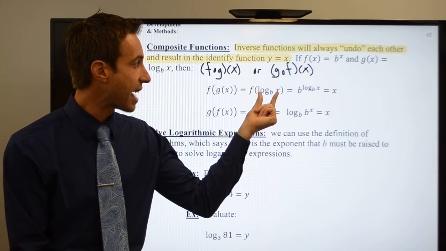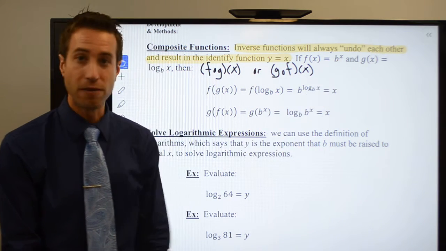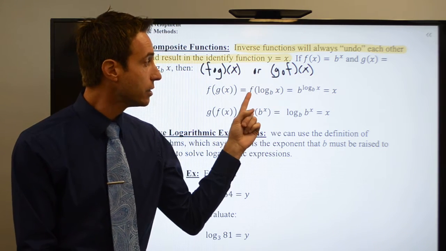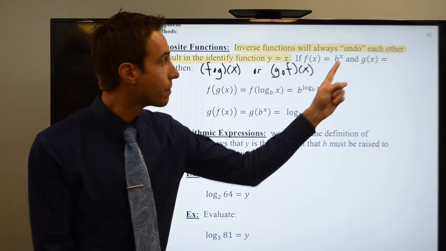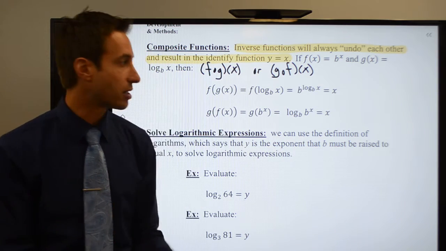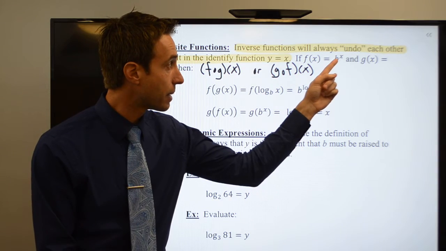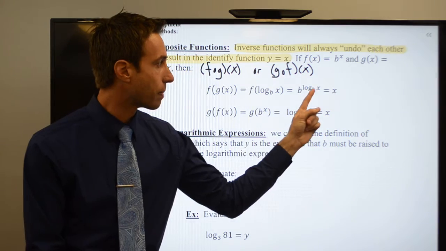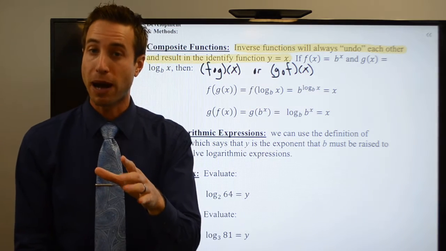I'm going to plug that into f of x, right? So this log base b of x will go into f of x everywhere I have an x. Well, there's my x, right? It's b raised to the x power. So my composite function would be the base b, and then that exponent is going to be g of x, log base b of x. But we talked about this before.